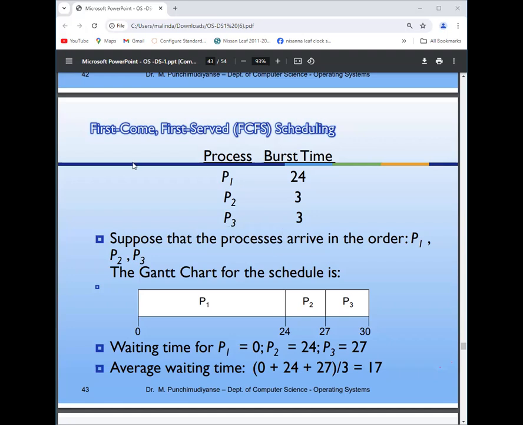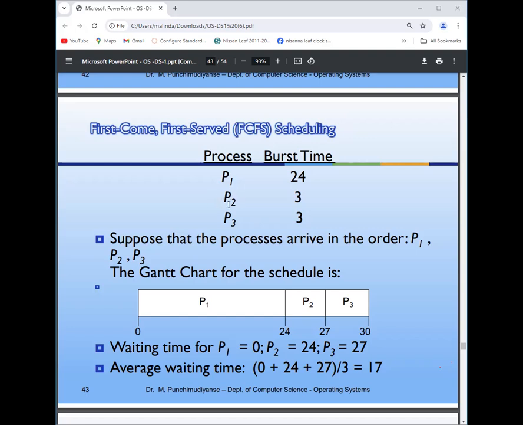So our algorithm is first come, first served. That means if you come first, you will be served first, right? The CPU will be given first. So the problem is you have multiple processes coming in order. P1 came first and it needs a burst time of 24, like thinking, okay, you have 24 pages to photocopy, right?